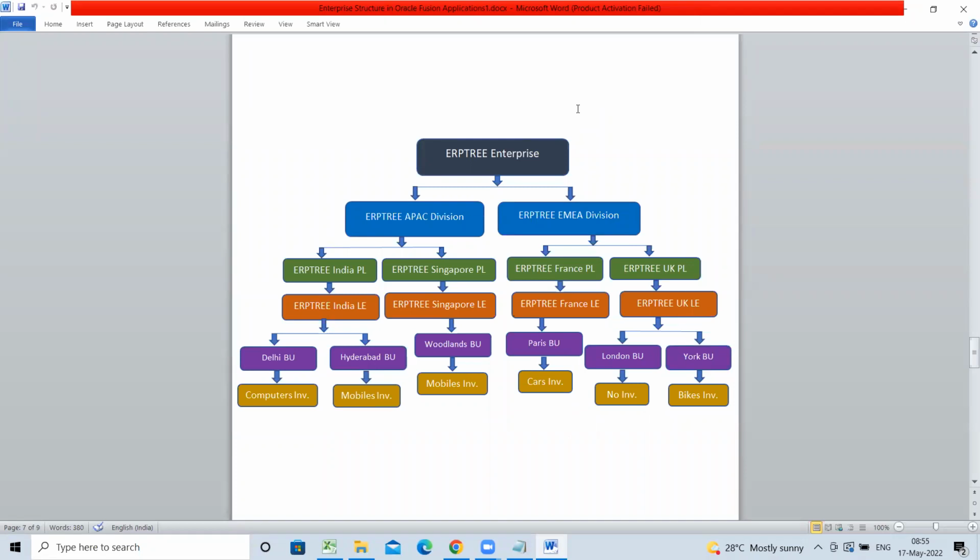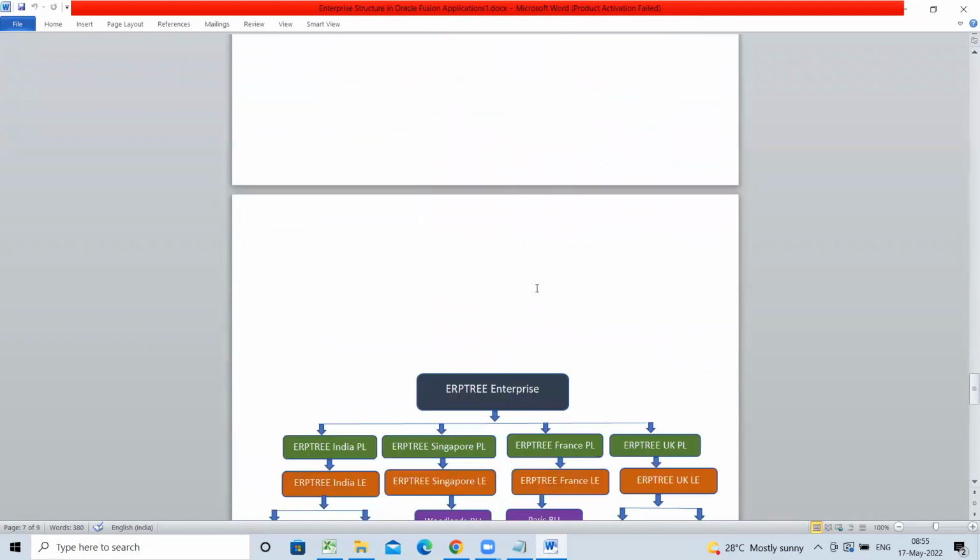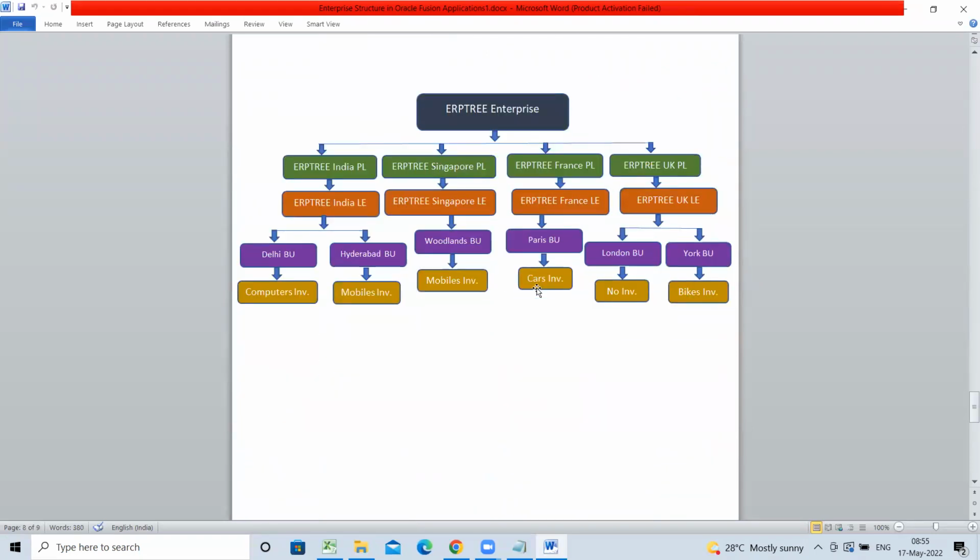When it comes to the system, once you start creating the enterprise, primary ledgers, legal entities, business units, and inventory organizations, this sort of hierarchy is established automatically by the applications. You don't need to go and tag which should be under what. Based on the setup, the system will understand the hierarchy. And mostly you don't take division as a part of the enterprise structure.